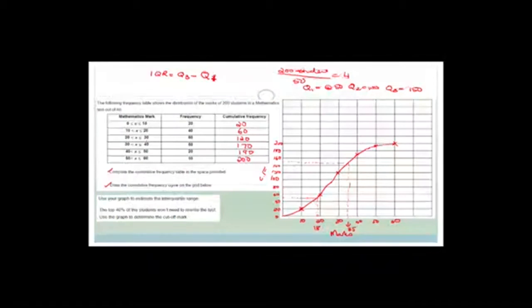And this is the only time in the graphs that I've ever come across where you read the y-axis first, find that value, go across, and then read the x-axis. So you can see that at the moment we've got that Q3 is going to be 35, minus Q1, which is about 18. So the interquartile range here is 17.